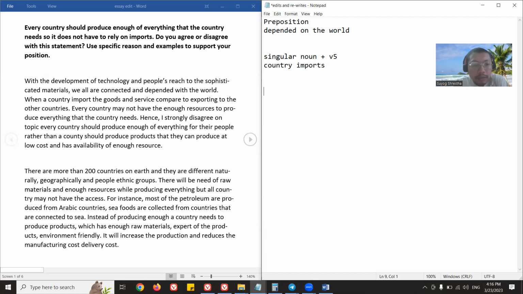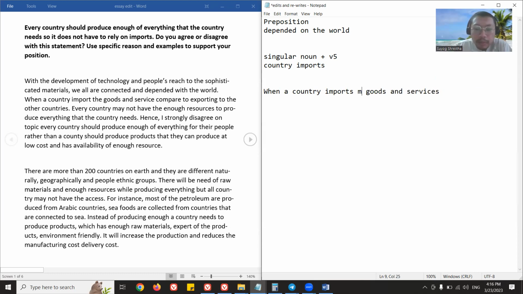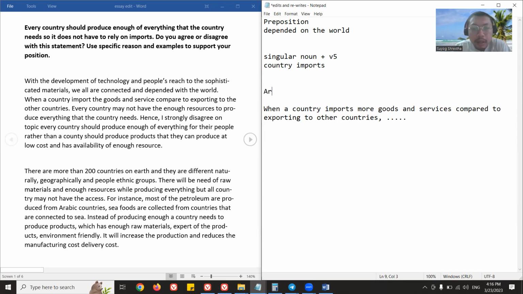It's not good at all. I think what they mean is when a country imports more goods and services compared to exporting to other countries, comma, something something something. Here, the should not be used. So the is another kind of error, right? There is an article error here. So this is another kind of error, right?